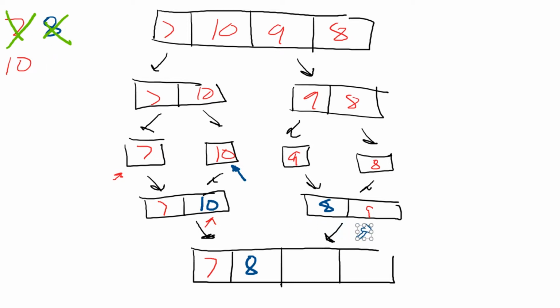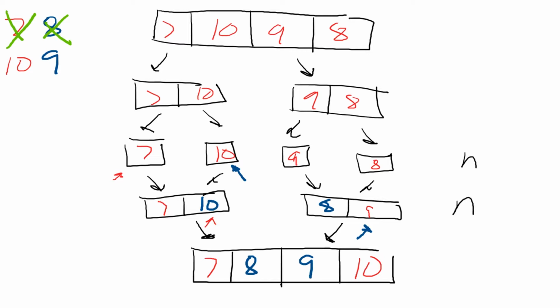So now the right side is a 9. So we put in a 9. And then we put in the last element of the 10 on the left over here. And you'll notice during this step, we ran how many times? N times.